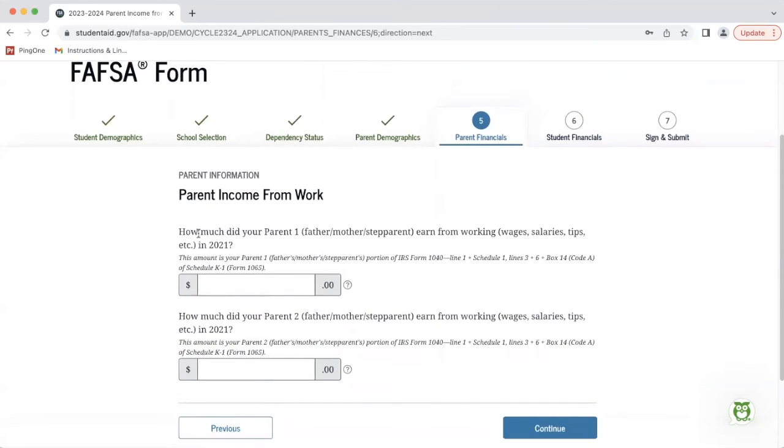Then it's going to ask, how much did your parent 1 earn from working? So this would include wages, salaries, tips, etc. in 2021. And this is where you would find that information. And then finally, it'll ask the same thing for parent 2.